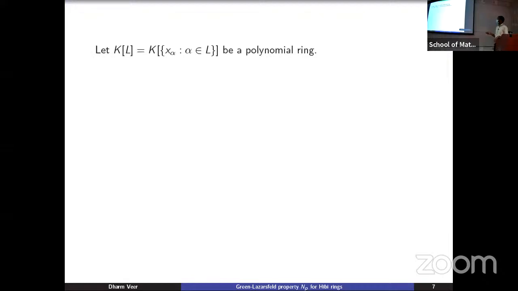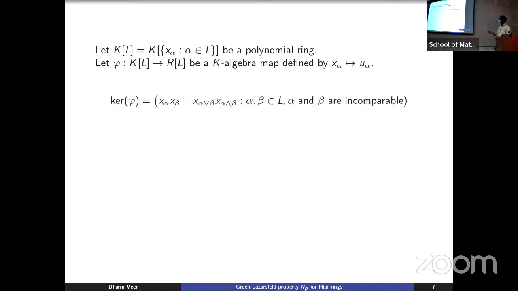All right. So now let's take a polynomial ring in cardinality of L many variables, and we are indexing the variables with the elements of L only. Let phi be a K-algebra map from the polynomial ring to R_L, defined by X_alpha maps to U_alpha. One can easily see that this is a surjective K-algebra map, and the kernel of this map is generated by quadratics of the following form: X_alpha times X_beta minus X_(alpha join beta) times X_(alpha meet beta), where alpha, beta belong to L and are incomparable elements. By incomparable we mean neither alpha is less than beta nor beta is less than alpha.